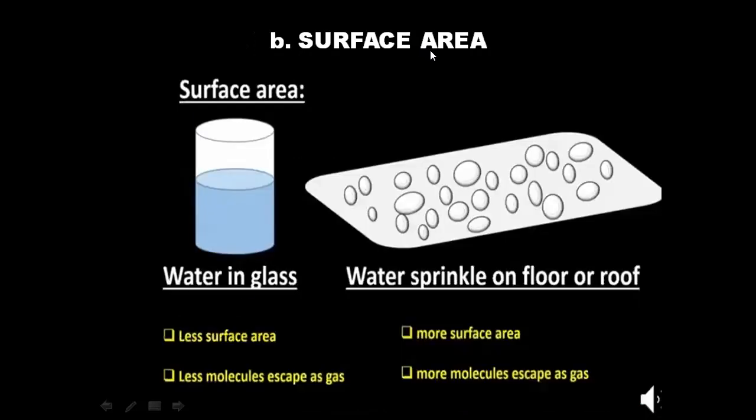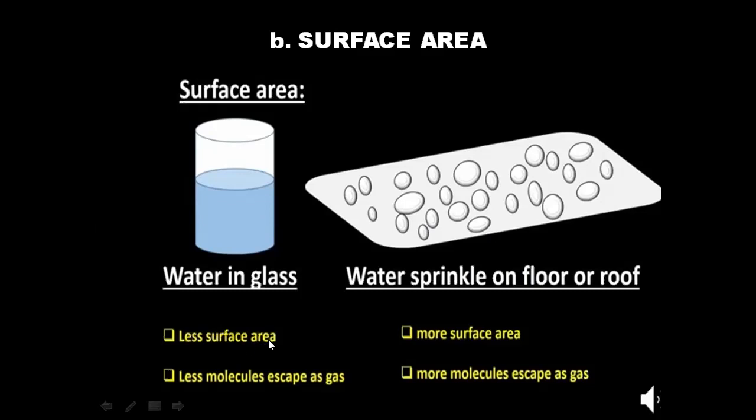Second, surface area. Surface area also is directly proportional to the process of evaporation. The larger the surface area, the more will be the evaporation. The two pictures show the difference in surface area of water. In the first case, water is in a glass. In the second picture, it is sprinkled on a roof or floor.